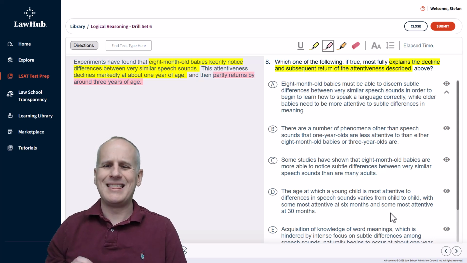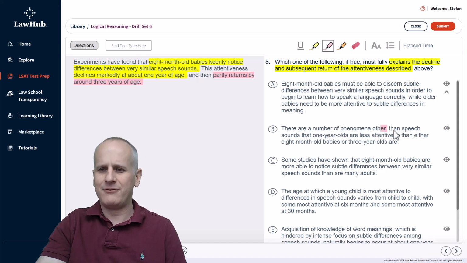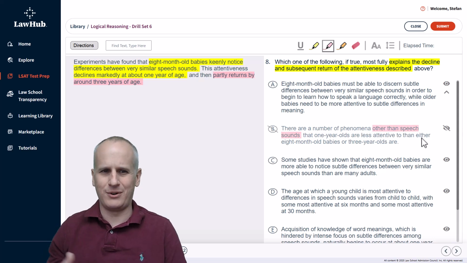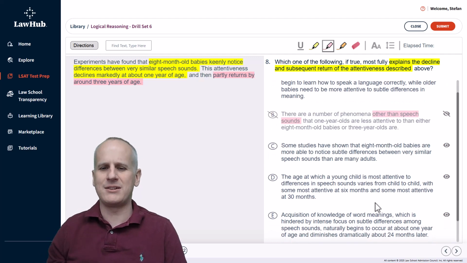Then choice B, there are a number of phenomena other than speech sounds that 1-year-olds are less attentive to than either 8-month-old babies or 3-year-olds are. Well, phenomena other than speech sounds. I'd need a whole lot of additional information to relate this to the circumstance, so we should be able to eliminate B for that reason almost immediately. We'll scroll down here just to frame up the remaining answer choices.